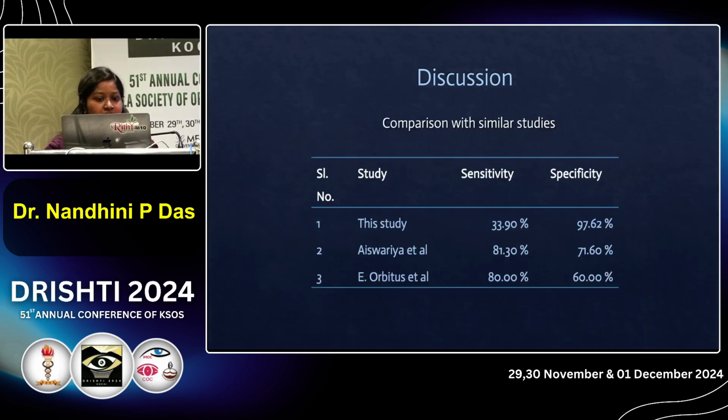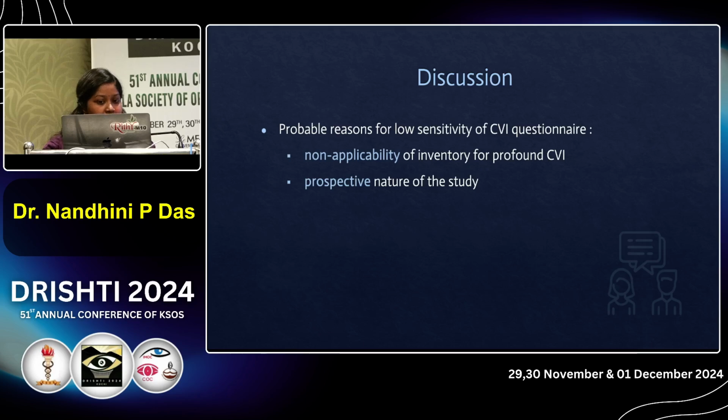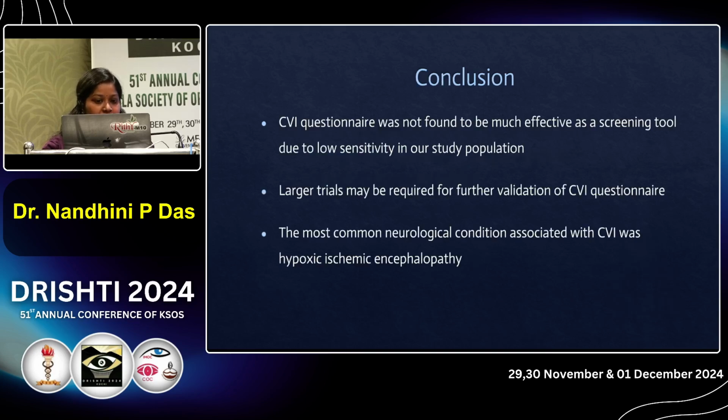Comparing with similar studies, in my study the sensitivity was 33.90%, which was much less than in the Aishwarya et al. and other studies. The probable reason for the low sensitivity of the questionnaire may be that a large number of the children in my study group had low function CVI, in whom the responses were not applicable, or maybe the prospective nature of the study. Coming to the conclusion, in this study the CVI questionnaire was not found to be very effective as a screening tool due to low sensitivity in our study population. Larger trials may be required for further validation of the CVI questionnaire.